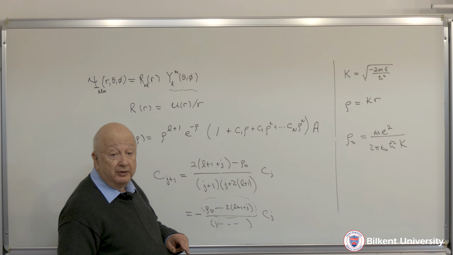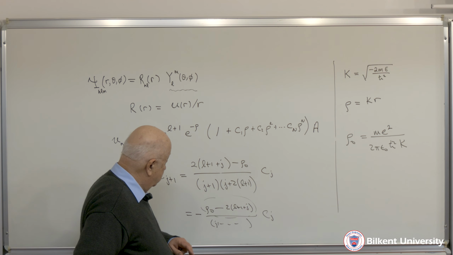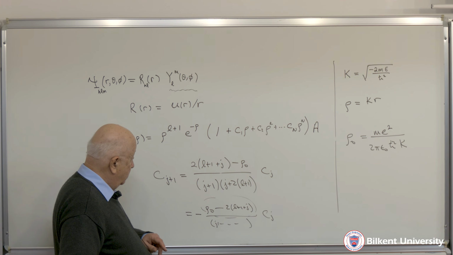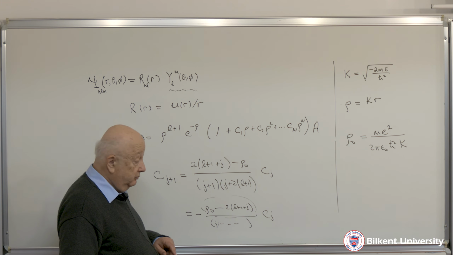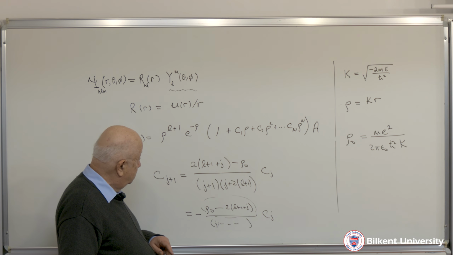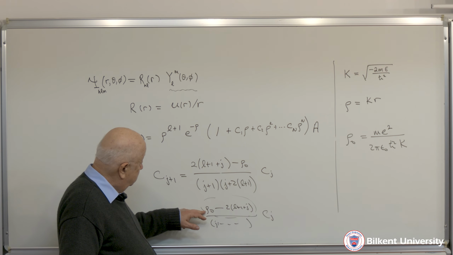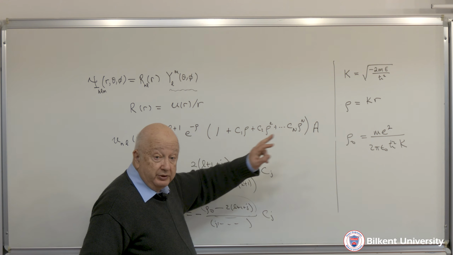Yes? Hocam, when we were writing the u of r over r in terms of r instead of rho, did we take the 1 over n times a in the capital A? There is something like that. What did we take into A? Which A? Rho, that capital A. Okay, that's normalization, yeah.